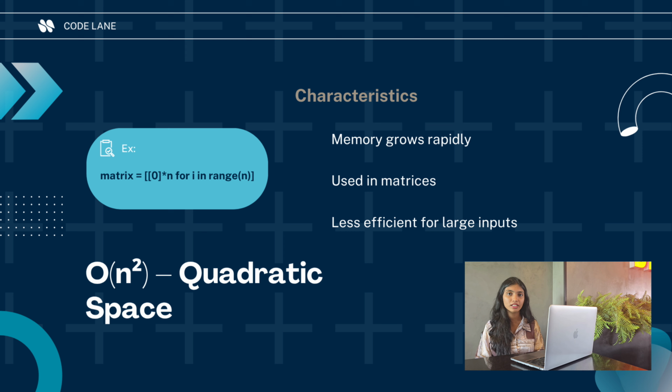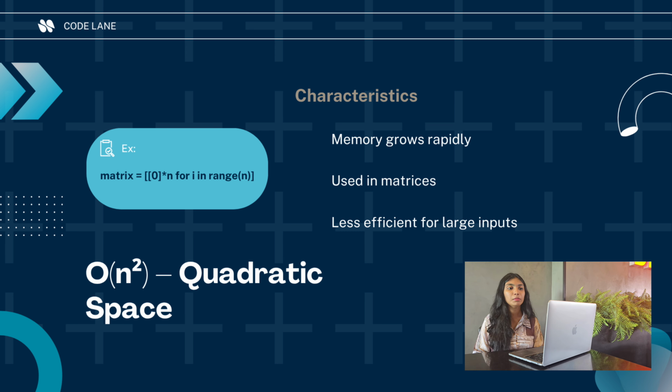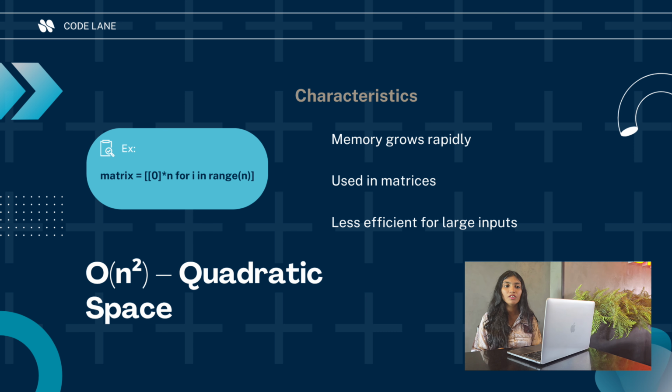O(n squared) means quadratic space complexity. Here, memory usage increases much faster than the input size. A common example is a two-dimensional matrix with n rows and n columns. If n becomes larger, memory requirements grow rapidly. Algorithms with O(n squared) space complexity can become impractical for very large data sets because they consume substantial amounts of memory.